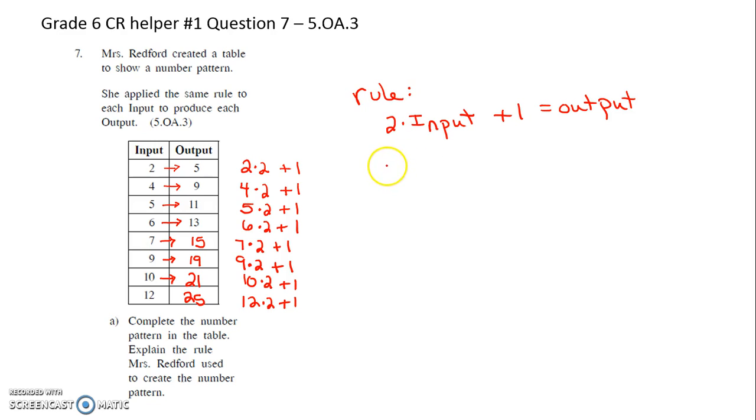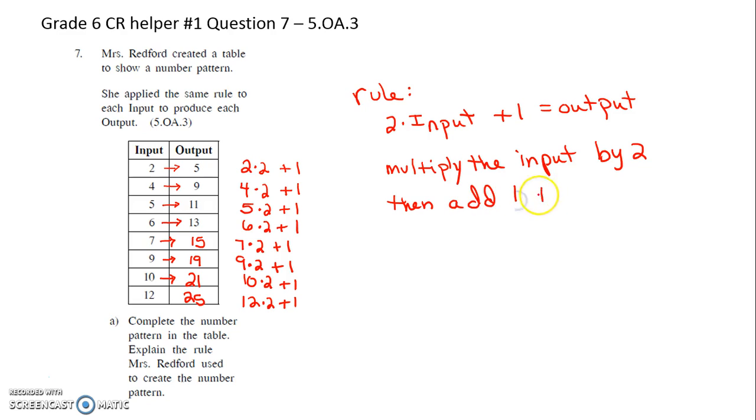You could say multiply, and you could use words if you want. Multiply the input by 2. Then add 1 to get the output. Lots of ways. You could describe it as I double the input and then add 1. Lots of ways to describe it. But there you go. That's the rest of the table, and that's the rule.